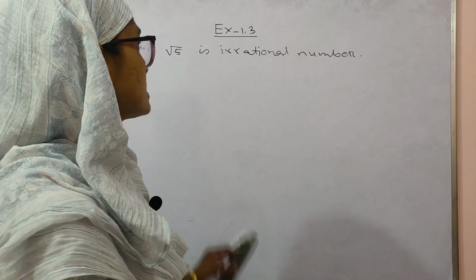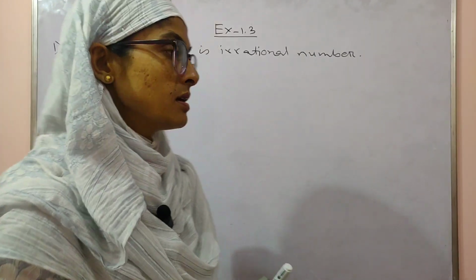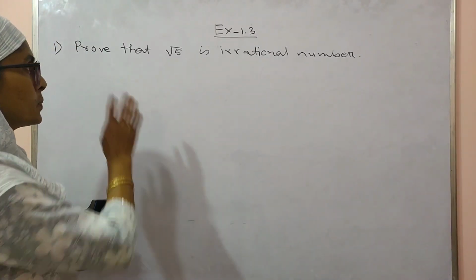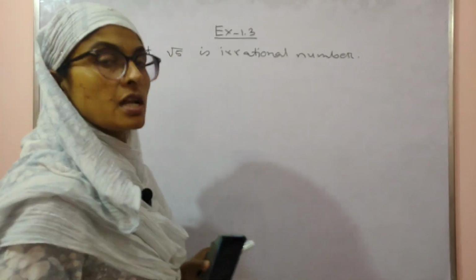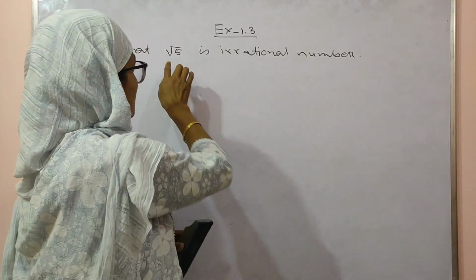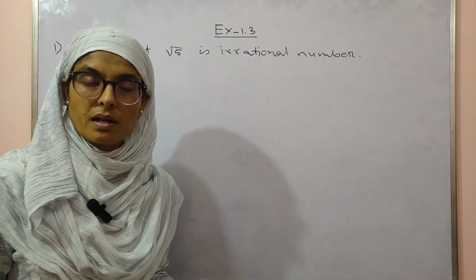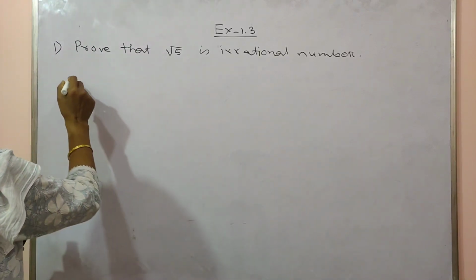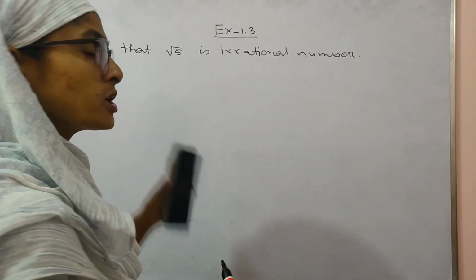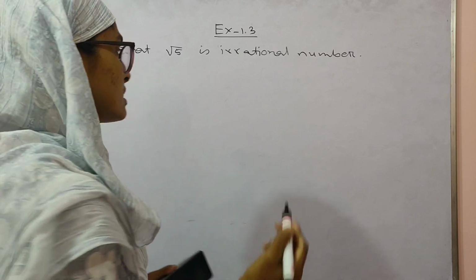Today I am going to discuss exercise 1.3. Question number 1: prove that root 5 is an irrational number. You have to prove root 5 is an irrational number. So, write down the solution. Now I am going to use the method of contradiction.